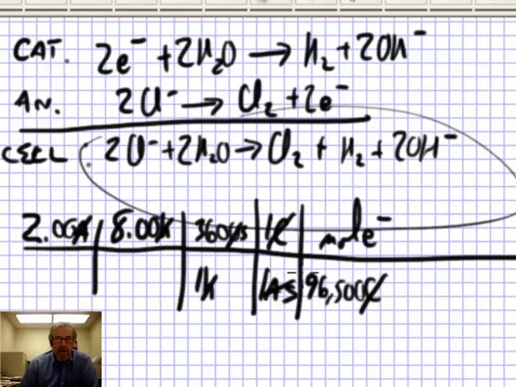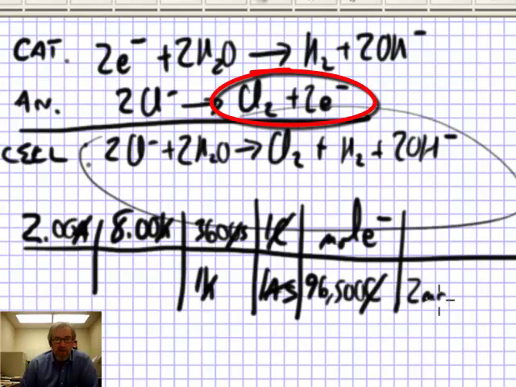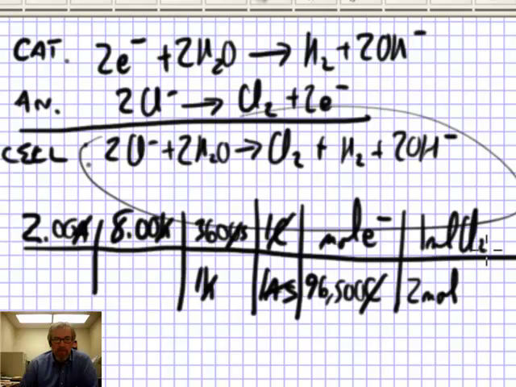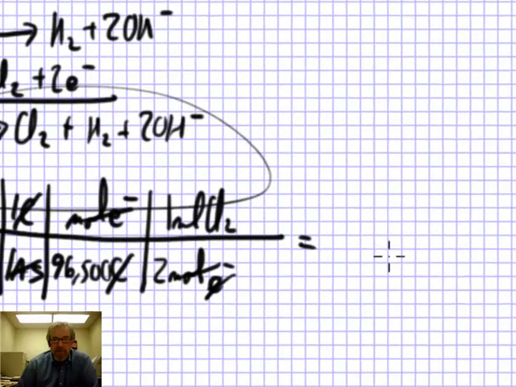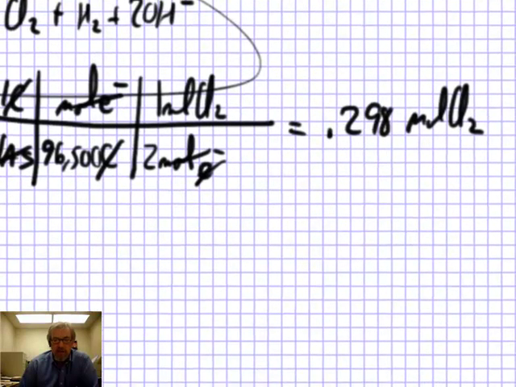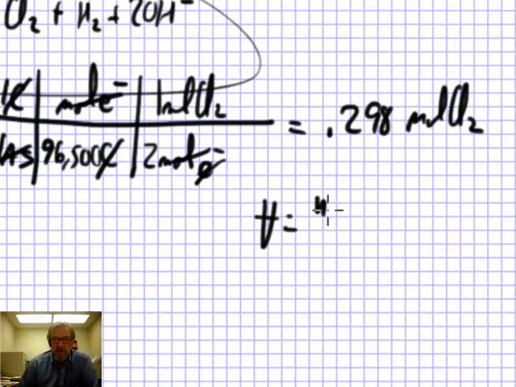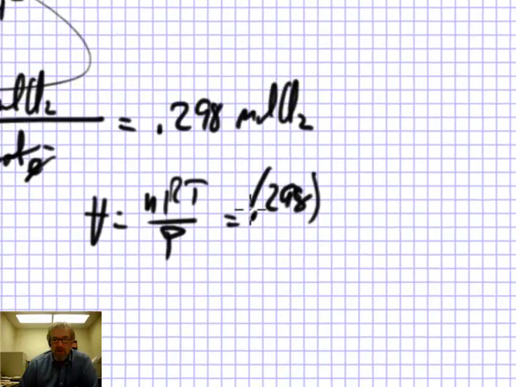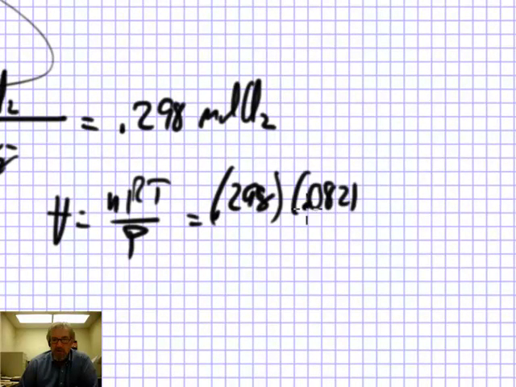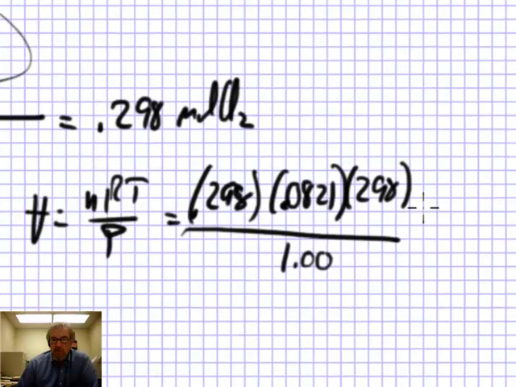According to my half reaction at the anode, every 2 moles of electrons will produce 1 mole of Cl2. So now I know I'm going to have 0.298, after I do my math, moles of Cl2 produced. So volume is equal to nRT divided by P. So I'll put for n 0.298 moles. R is 0.0821. I'm going to leave the units off, but they're liter atmospheres per mole Kelvin. The temperature was 25 degrees C, so 298 is the Kelvin temperature. And then the pressure was 1 atmosphere. When you work this out, you get 7.30 liters of Cl2 created.